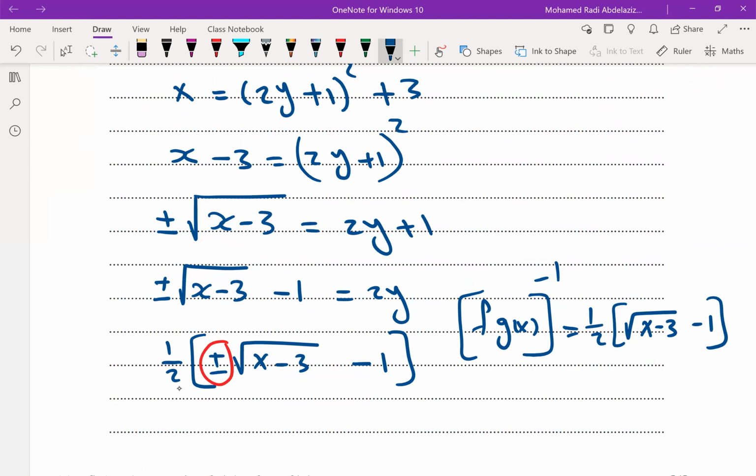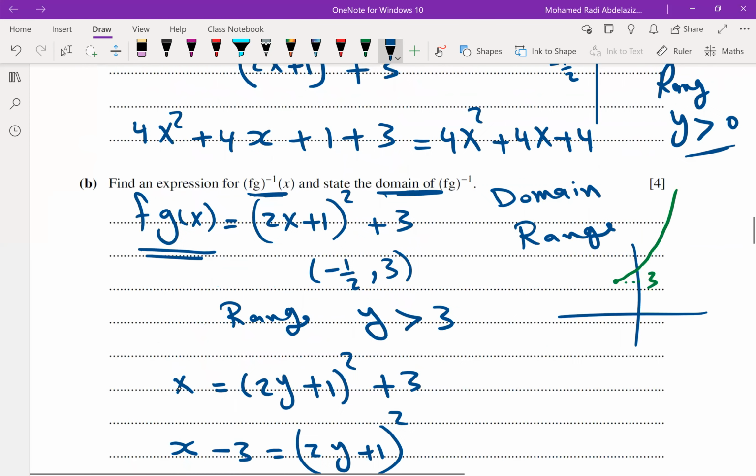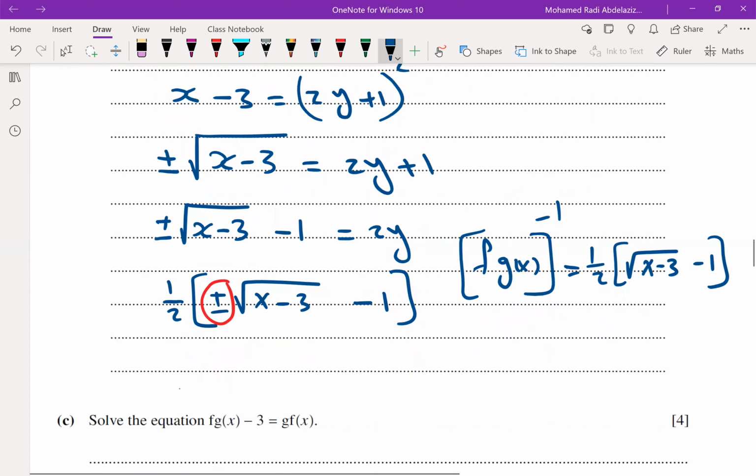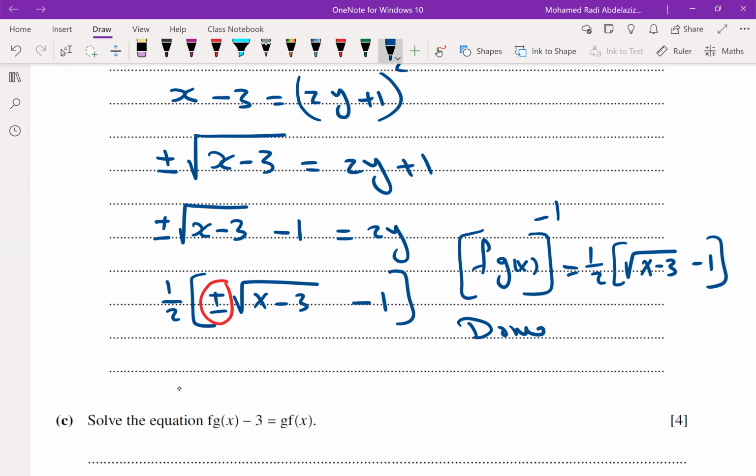He asked about the domain. So take the range, but write it with x. So its domain will be x more than 3.